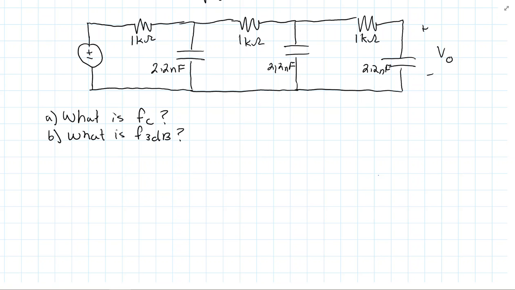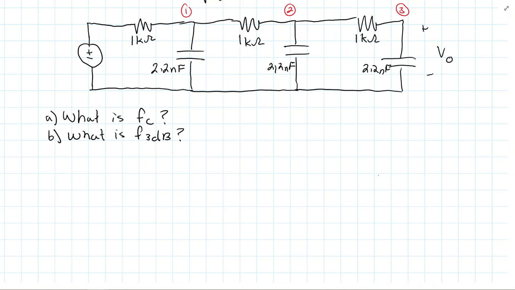Okay, so let's look at an example here. What we have here is a third order filter, and we can tell it's a third order filter because we have one stage here, a second stage, and a third stage. Now, this problem is just asking us for what is FC and what is F3dB.